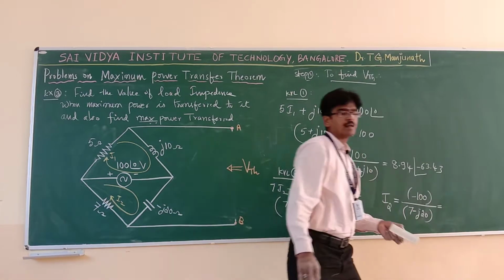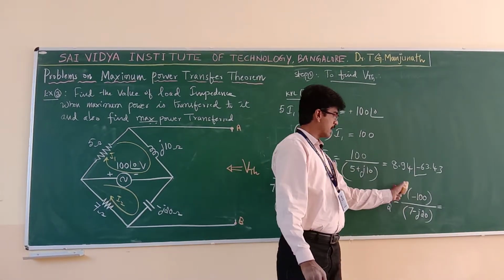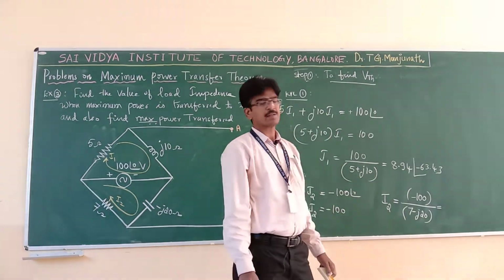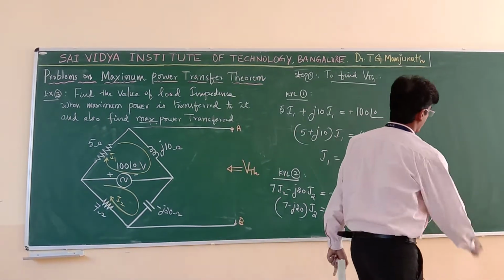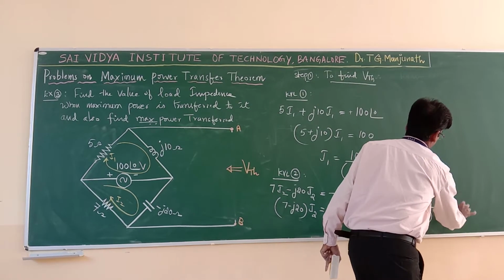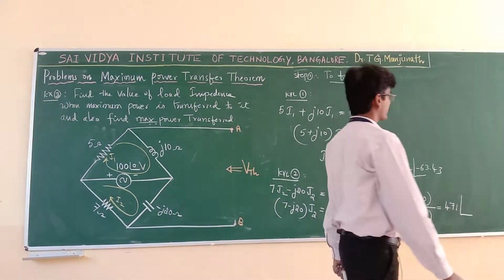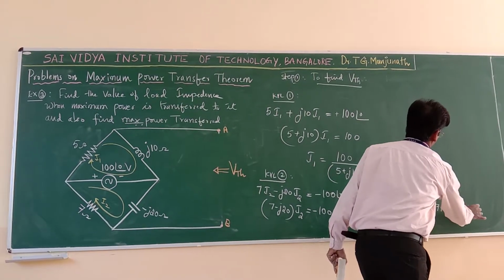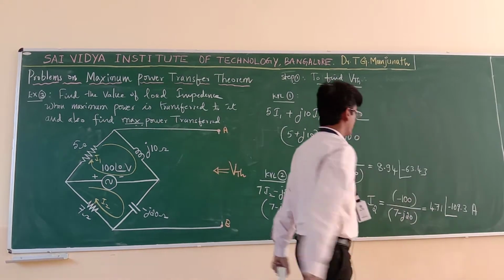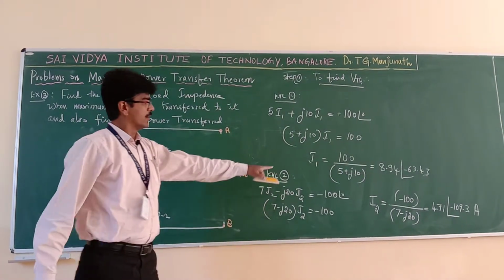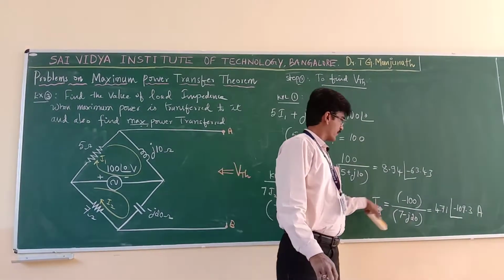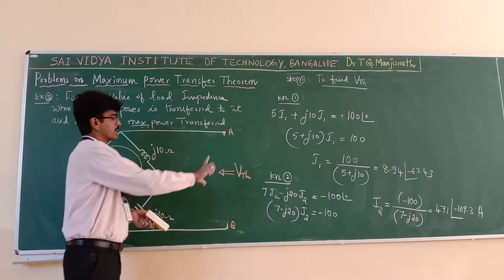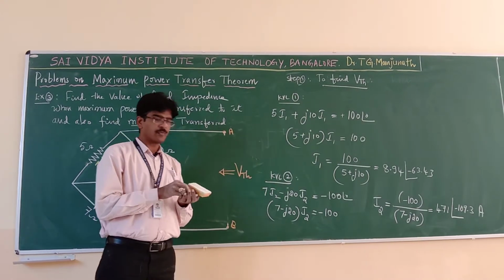Again, keeping the calculator in complex mode, enter this value as it is. When you are entering, please put the brackets properly. Then you will get the value of I2, that is 4.71 at an angle minus 100.93 amps. You check the answer in your calculator. So you get the I1 value and I2 value. Once you get I1 and I2, your intention is to find V Thevenin.